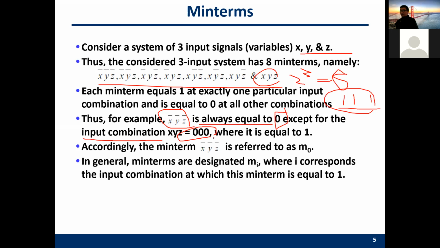So I provide two examples. The first one is all ones. The other one is all zeros. So only one combination can be one. All the other combinations are zeros for one particular input combination. So this one will be referred to as m zero. So we have an index here. The index here indicates the row number in the truth table of this term. Since all these are complemented, it's the first row, zero, in the truth table. And if we have a minterm like this, then i is the input combination at which the minterm is equal to one. Also, this is the index of the row in the truth table.